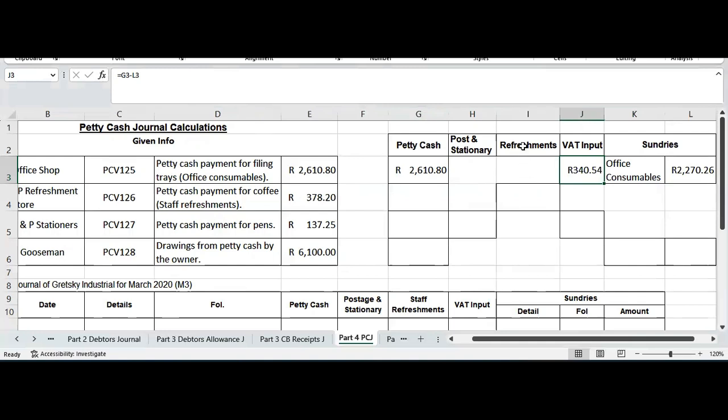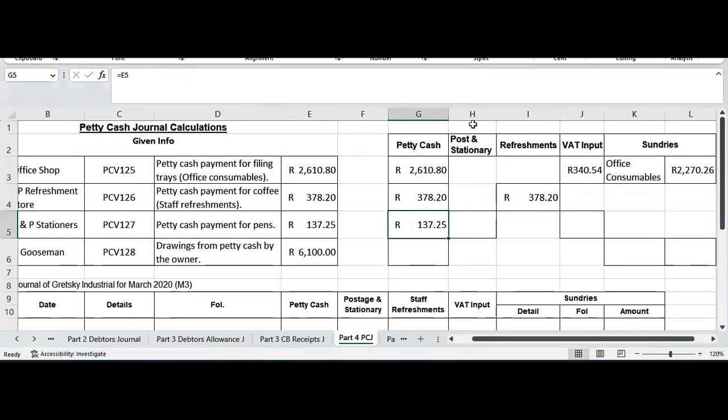The next one was for staff refreshments. Now we see here that we actually have a column that says staff refreshments. So the amount that's leaving the petty cash is 378.20, and because of the staff refreshments, there is no VAT applicable, so we can just put the entire amount in there under refreshments. The next one is petty cash payments for pens. Now that is just postage and stationery. Okay, pens, stationery. So the amount that's leaving the petty cash is what we were given, the 137.